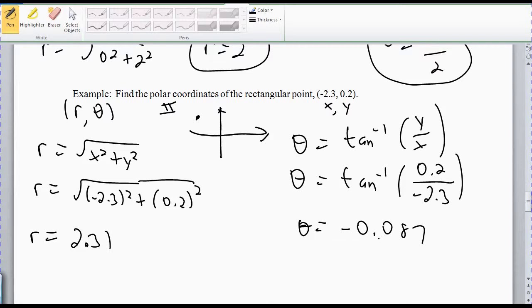So we need a second quadrant angle. This angle isn't a second quadrant angle, and there's lots of reasons why we know that. One reason is that inverse tangent is from negative pi halves to pi halves, so either the first or the fourth quadrant.